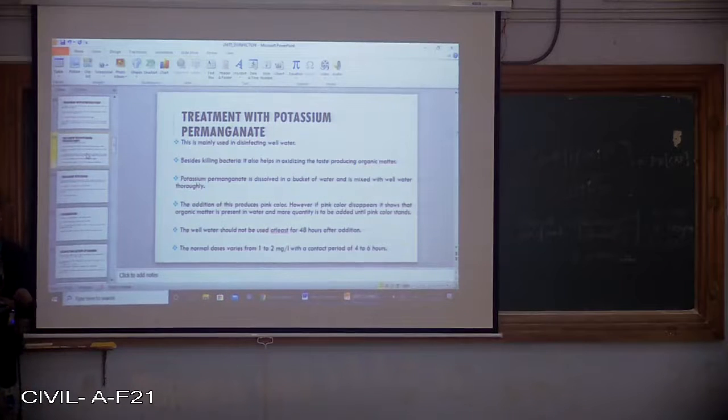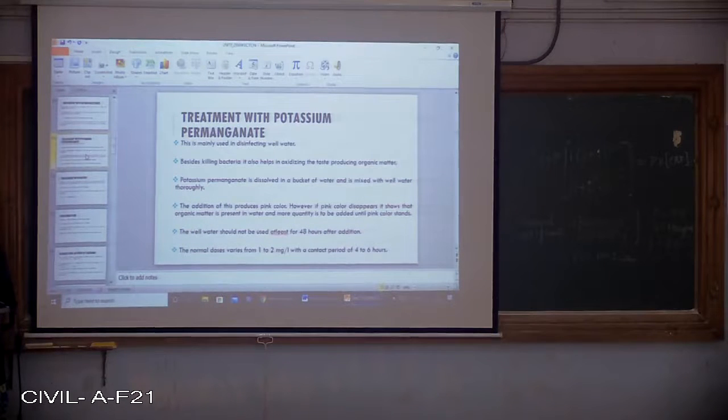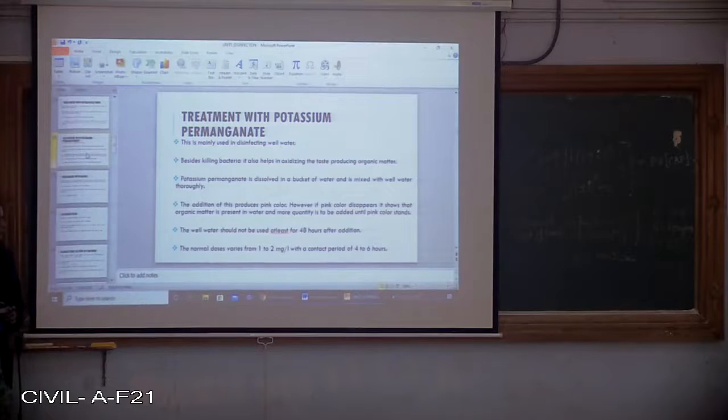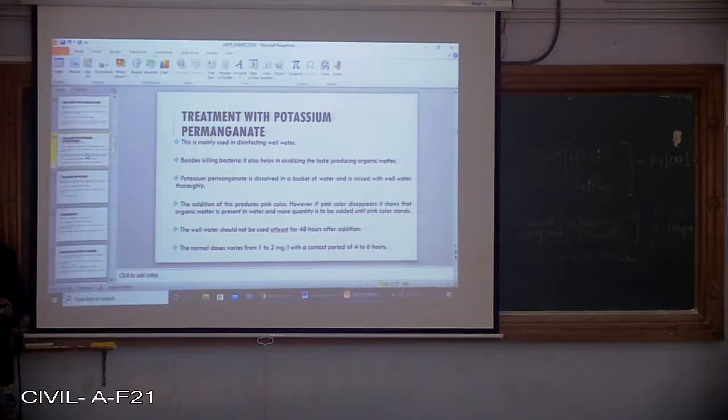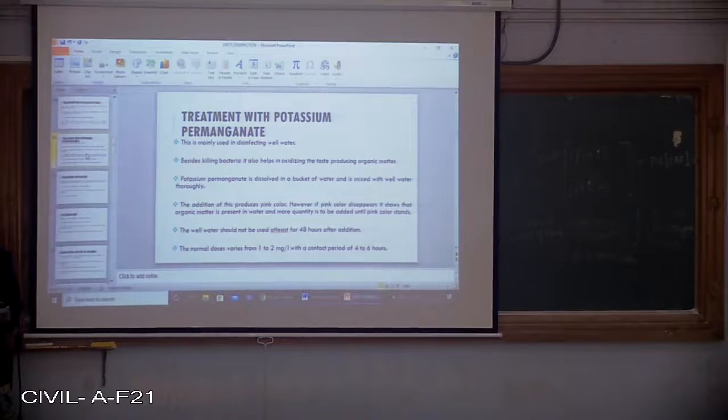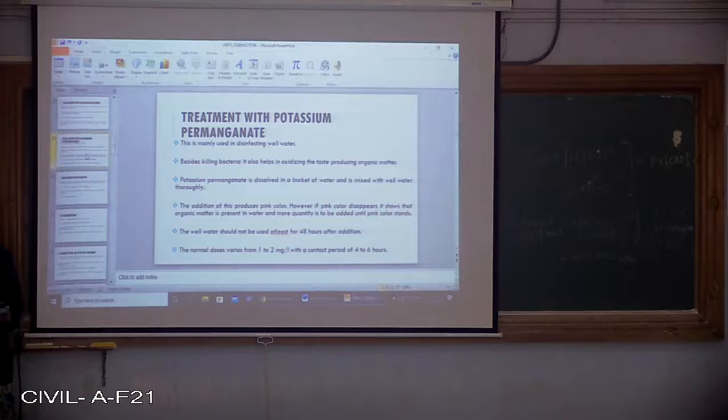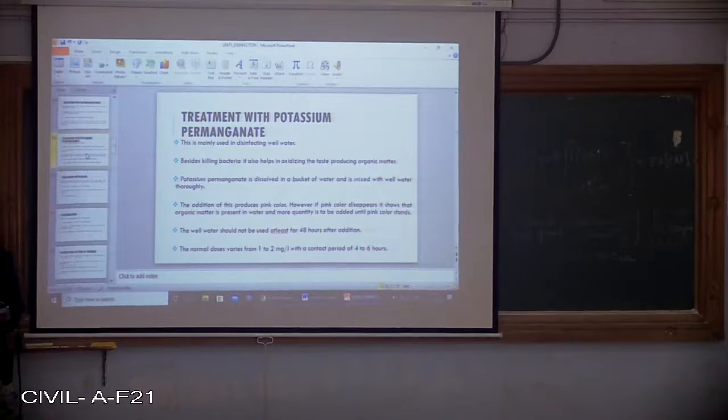The well water should not be used at least for 48 hours after addition. So the well water should not be used for at least 2 days, or 48 hours, after the addition of potassium permanganate. The normal doses vary from 1 to 2 mg per liter with a contact period of 4 to 6 hours.